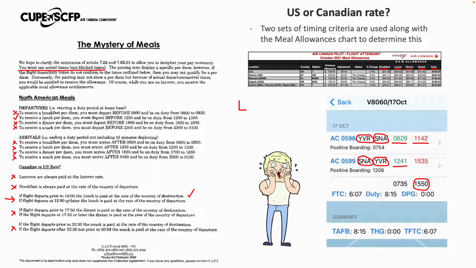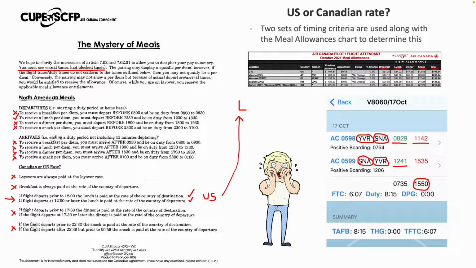Similarly, if the flight departs at 12 or later, the lunch is paid at the country of departure. If we look at the second flight, which is the flight back to Vancouver, it does depart at 12 or later, so the lunch is paid at the rate of the country of departure. In this case, this second flight is departing from the US. So when checking it in both ways, this tells us that we are entitled to a US per diem and not a Canadian per diem. And it's going to be a lunch per diem, as we established further up.